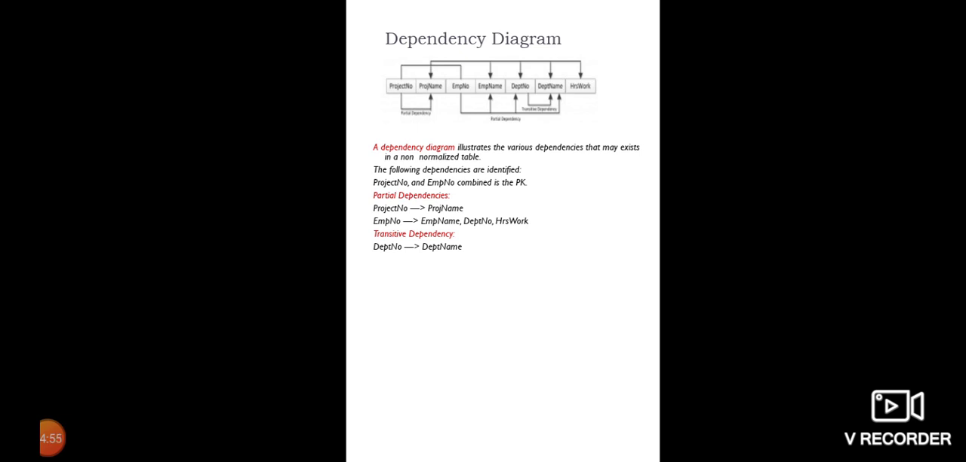The other one is transitive dependency. When one non-key column is dependent on another non-key column, then you call it transitive dependency, which is depicted in this diagram.